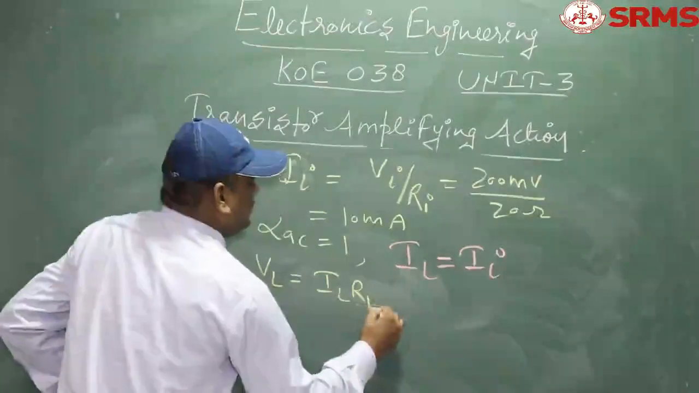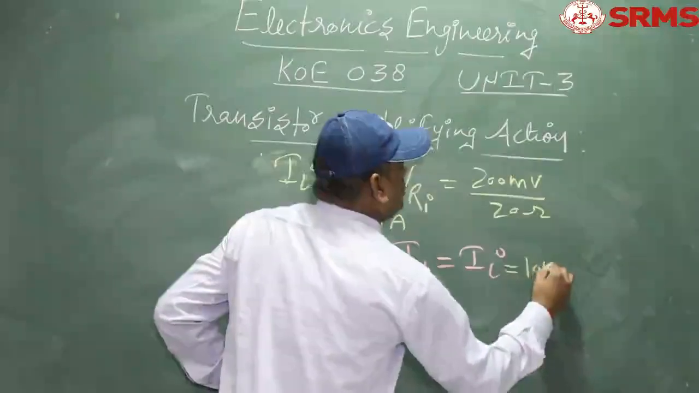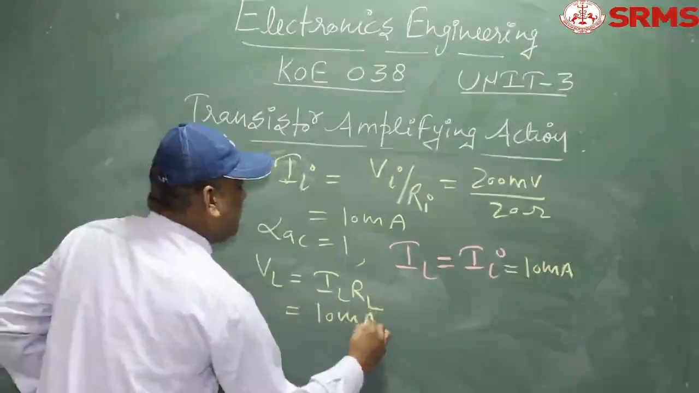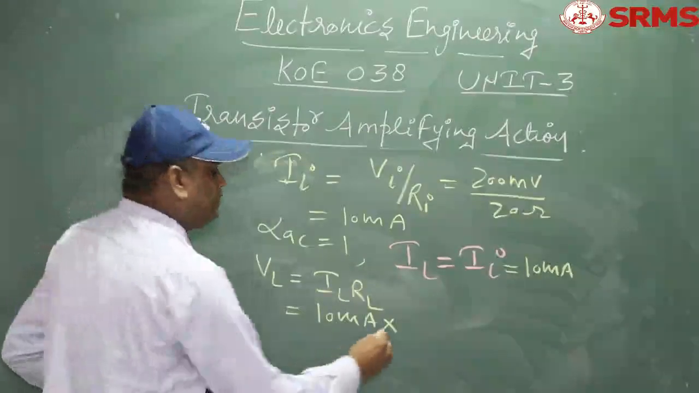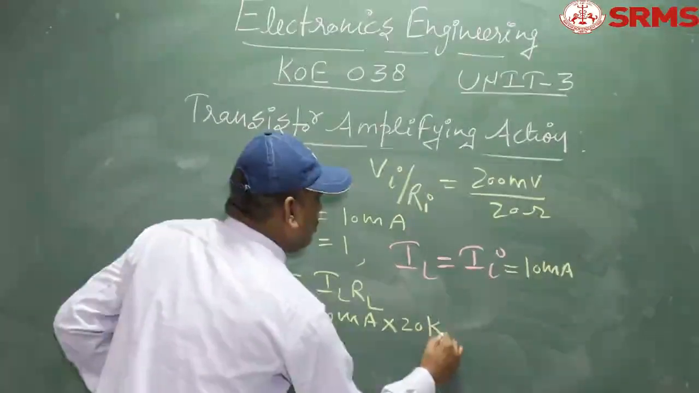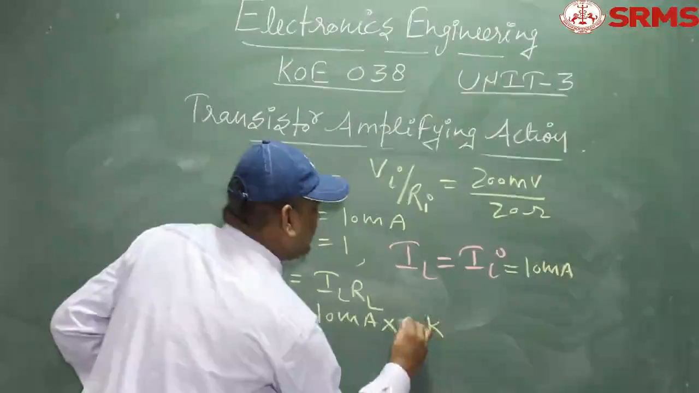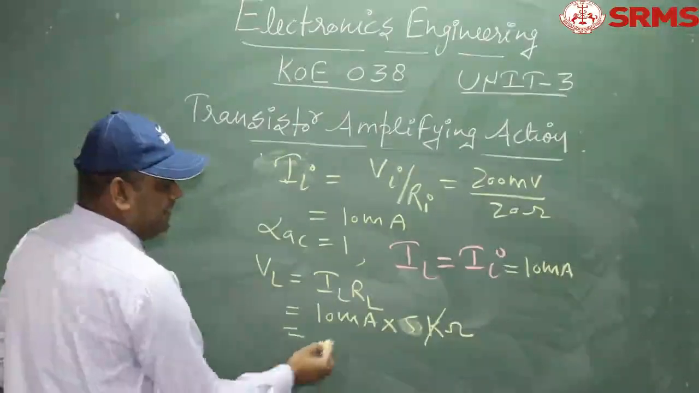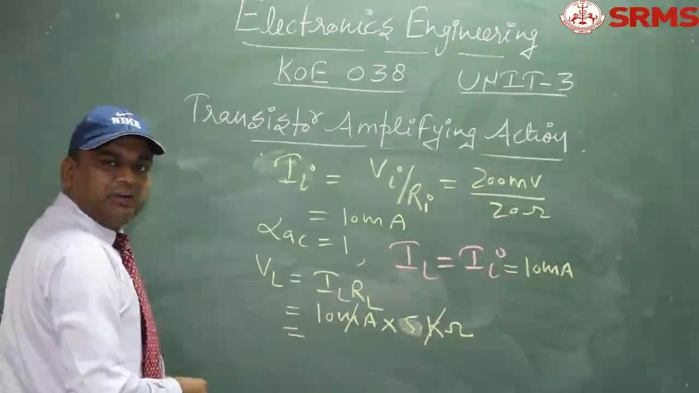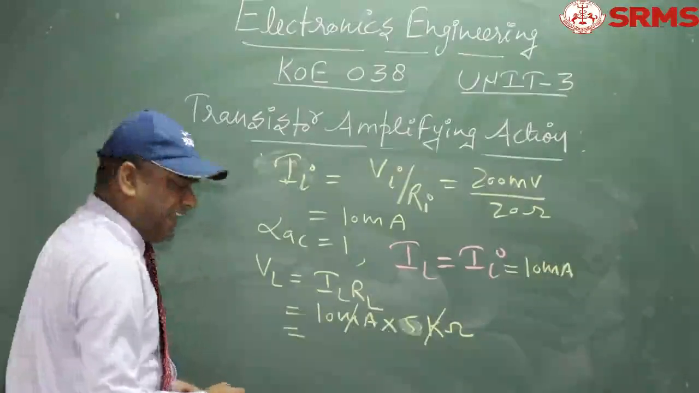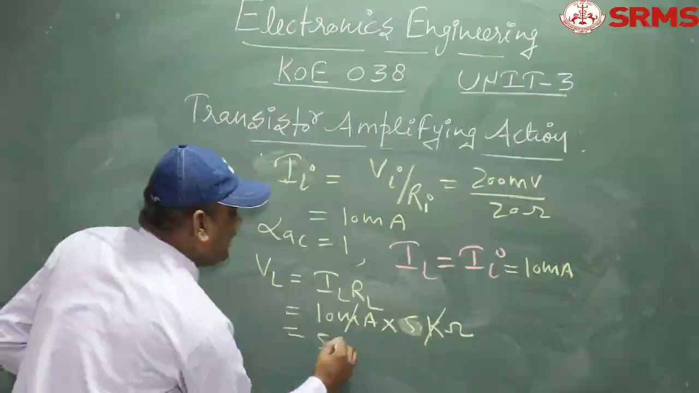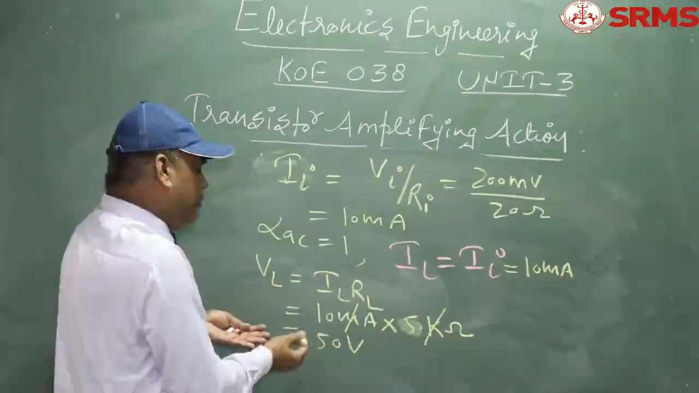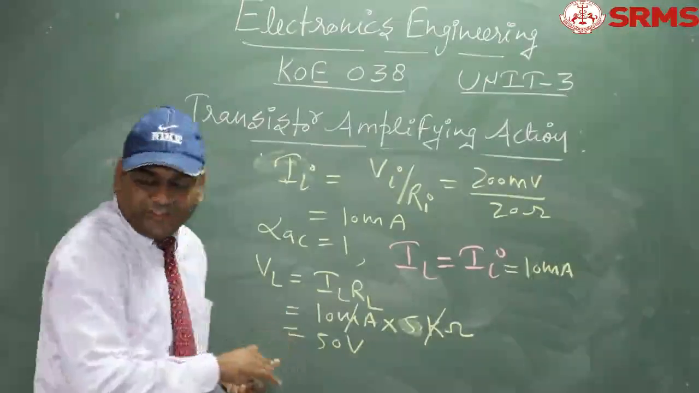So what would be the value of load voltage? IL into RL. Here IL is equal to 10 milliampere, RL is equal to 5 kilo ohm. If we multiply it, the kilo will cancel out with the milli, that means 10 to the power minus 3 and 10 to the power 3, and we will get 50 volt. The output voltage across the load resistance is equal to 50 volt.